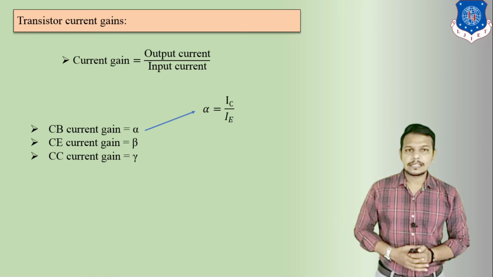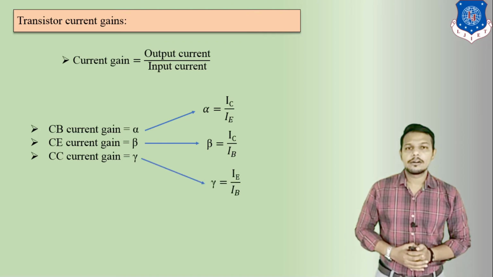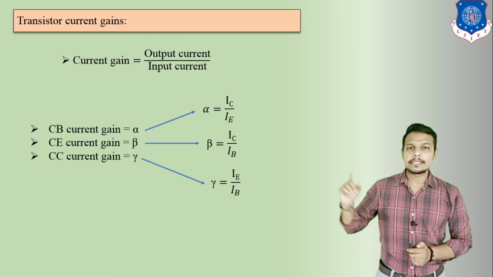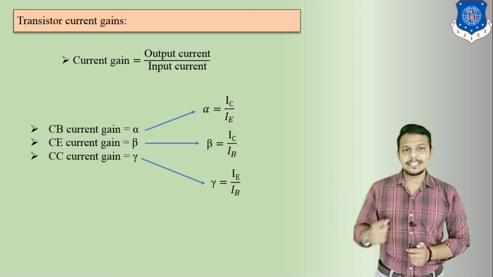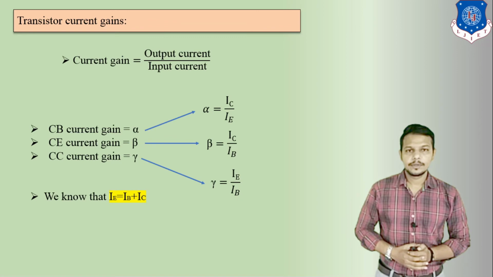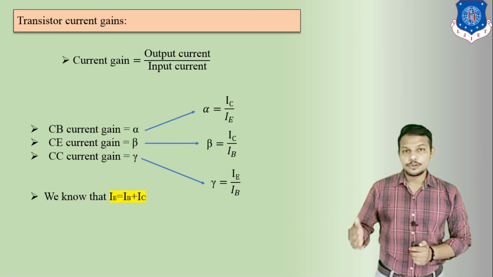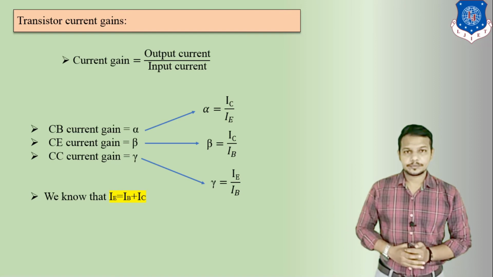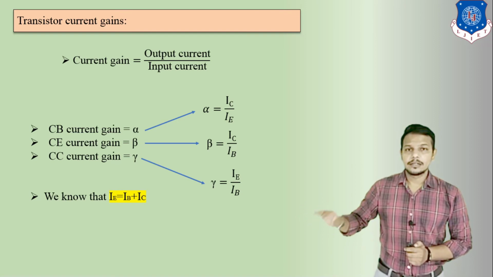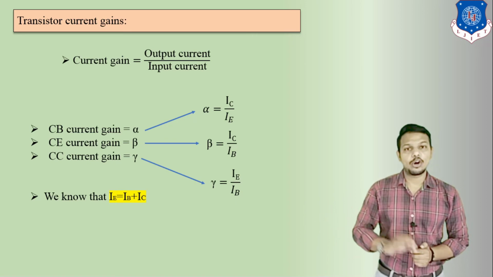Here alpha is equal to IC upon IE, beta is equal to IC upon IB, and gamma is equal to IE upon IB. So here we can discuss only CE current gain, common emitter current gain, that is beta. Beta is equal to IC upon IB. We know this basic equation from our introduction of BJT, that IE is equal to IB plus IC, whereas IB is only 2% of total current and IC is 98% of total current.